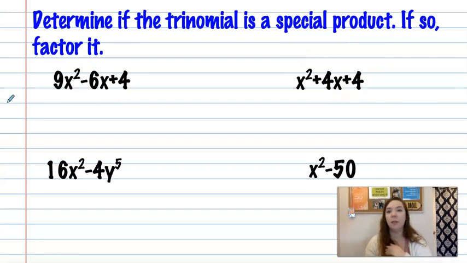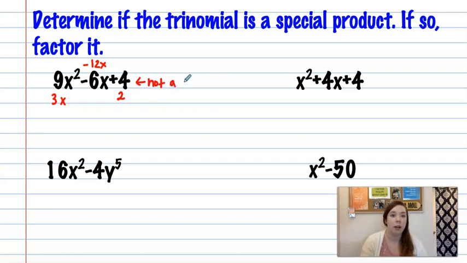So here it says determine if the trinomial is a special product. If so, factor it. So this is kind of what we were already doing on our last couple of slides. The square root of 9x squared is 3x. Square root of 4 is 2. If I multiply these together, I get 6x. And if I double it, I would actually need a minus 12x here instead of a negative 6x. So this is not a special product.